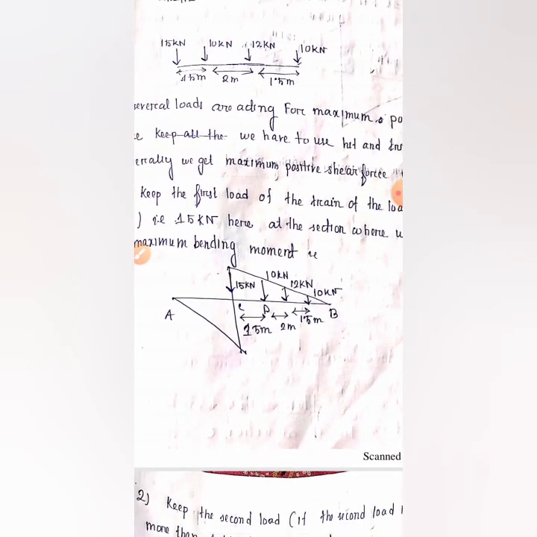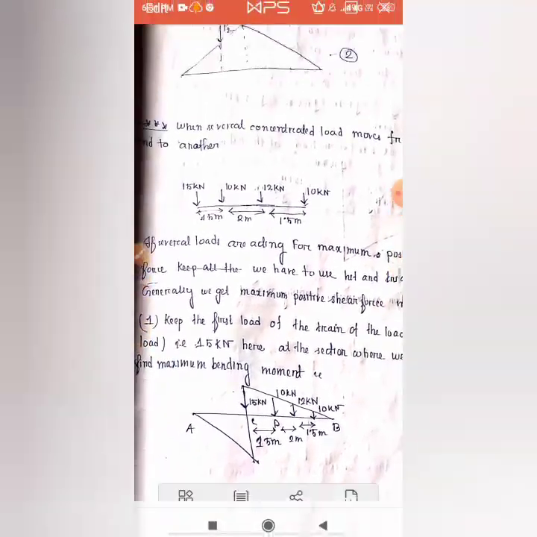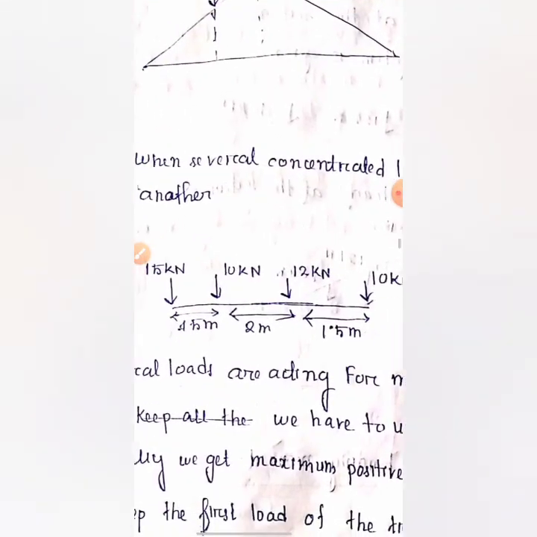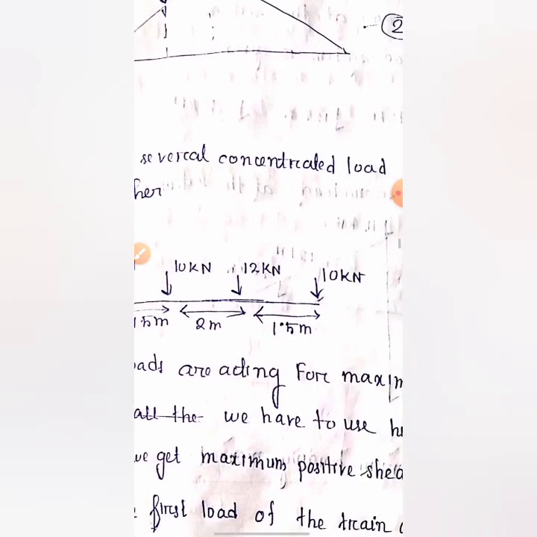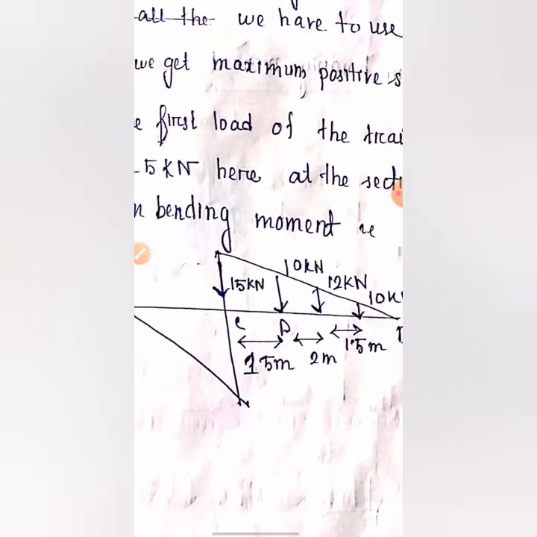Okay, now keep all the loads at positive zone. Just 15 kilonewton at section C and 10 kilonewton at the distance, according to the distance given in the question, right? Suppose in this question 10 kilonewton was 1.5 meter away from 15 kilonewton, 12 kilonewton was 2 meter away from this load, and 10 kilonewton was 1.5 meter from the 12 kilonewton. The same distances will be followed here.